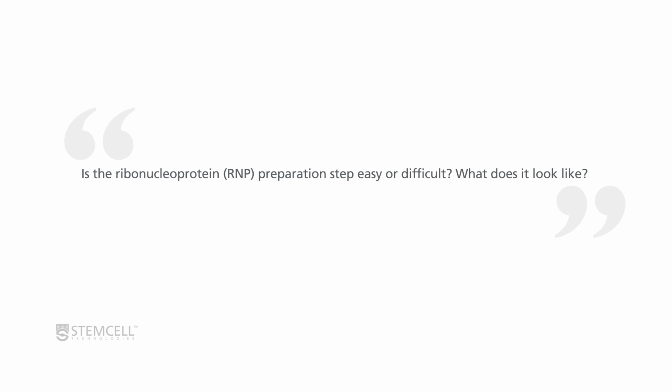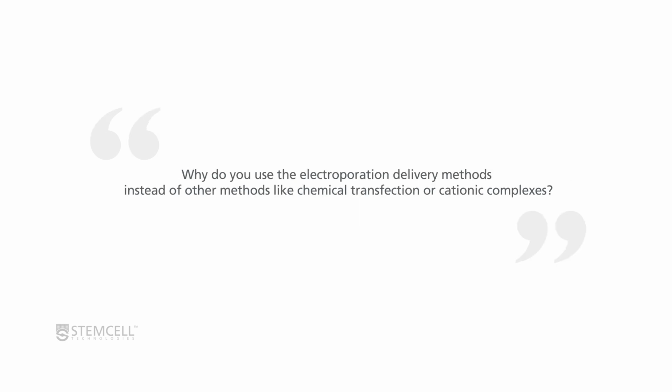So it's pretty straightforward. Our next question is, why do you use electroporation instead of other delivery methods like chemical transfection or cationic complexes? Yep. So we have tested, at least in pluripotent stem cells, several chemical-based transfection methods, but by and large, we find that electroporation is the most efficient method to deliver the RNP complex, and so that's why we chose electroporation. And the same goes for primary immune cells and really any other cell type we've tested at STEMCELL here.